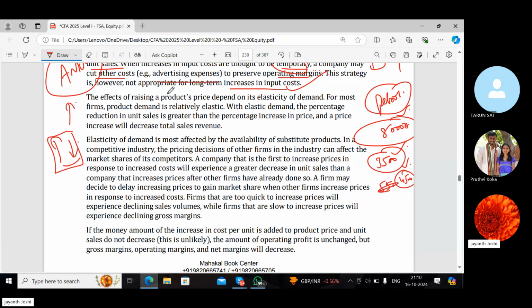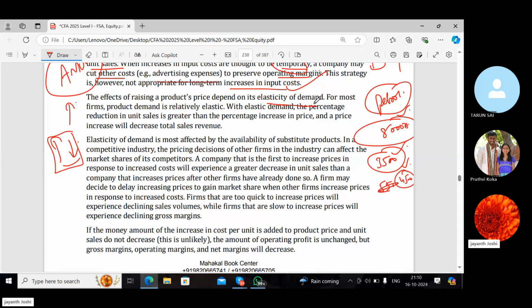The effects of raising a product's price depend on its elasticity of demand. What is elasticity of demand? The responsiveness of demand to changes in price. How the demand responds with respect to changes in price. If the price increases by 10%, the quantity demanded of the product will decrease, gets reduced or decreased by how much percent?